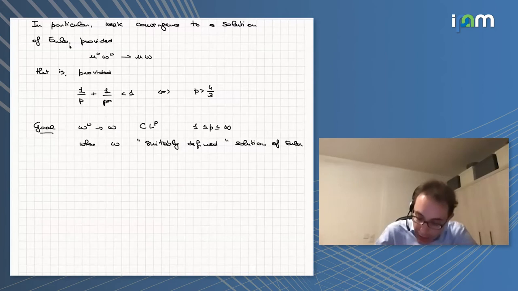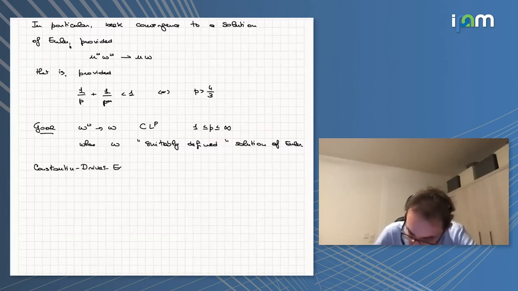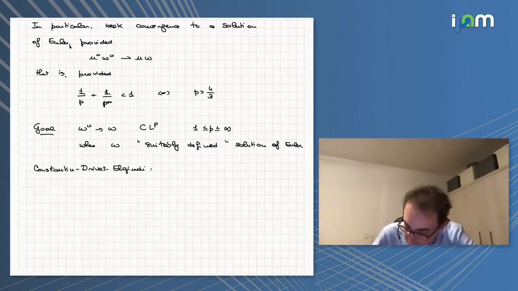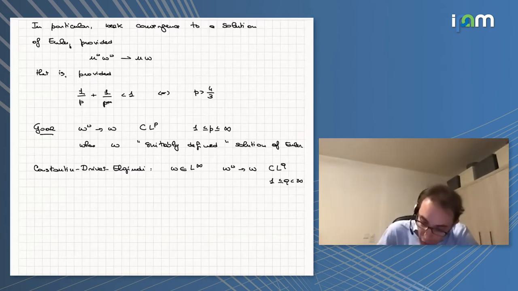So maybe I state this result. So Constantin, Drivas, Elgindi. For vorticities omega in L infinity, they could show convergence of omega nu to omega in C L q for every q less than infinity. So strong convergence uniformly in time. And there was also a follow-up of this work by Christian Seis, in which he could refine this rate of convergence.